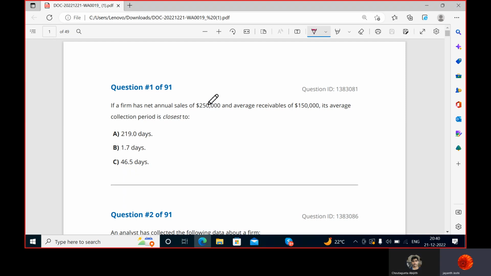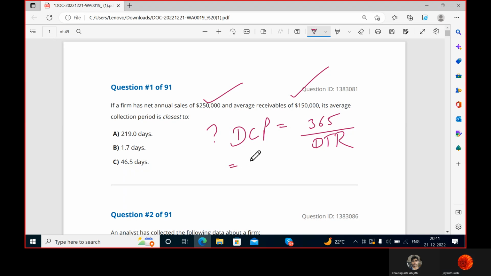A firm has net annual sales of this much, receivables of this much. Collection period is closest to what, they're asking. So what is the formula for collection period? Debt collection period is equal to 365 divided by debtors turnover ratio. What is the formula for debtors turnover ratio? Net credit sales by average receivables.